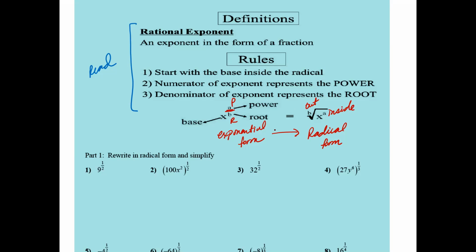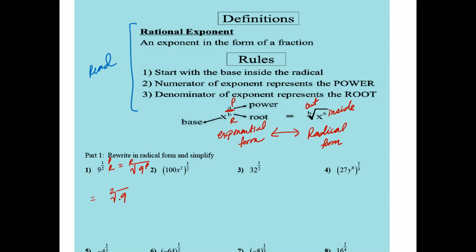And we're going to do this back and forth so you're able to do this comfortably going forwards and backwards. So let's take a look at number 1. 9 to the 1/2. So this is going to be your power. That's going to be your root. Okay. So if I were to convert this into radical form, here's my radical. My root is on the bottom or on the outside, and my power is going to be on the inside.